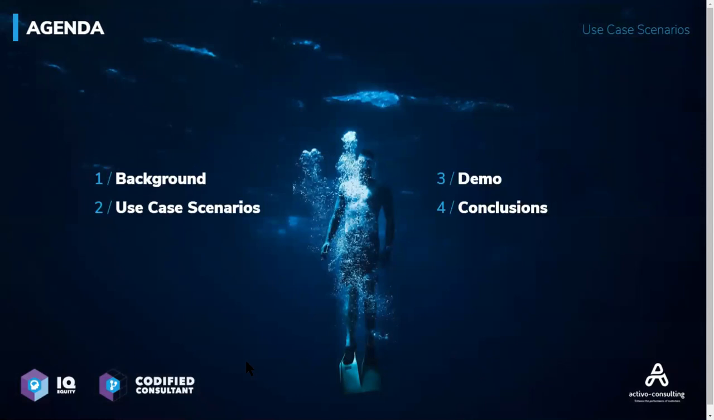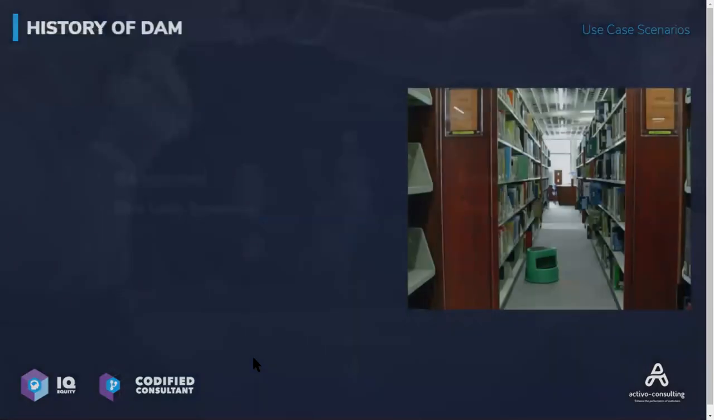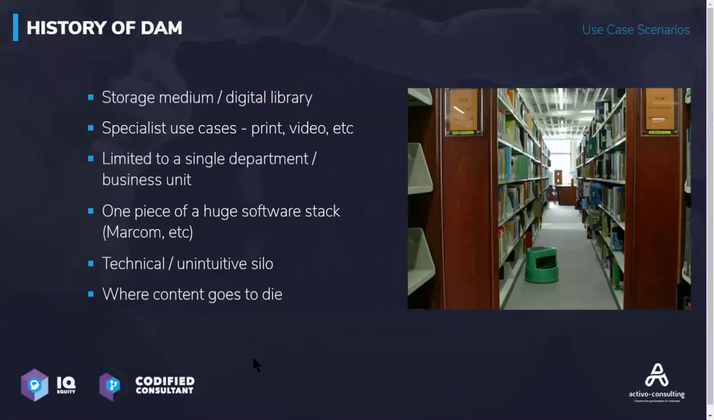So as Mark's mentioned, we're going to talk today about use case scenarios, and we're going to start with a bit of a history lesson in order to understand some of the issues around use case scenarios. We need to consider where DAM arose from. So put very simply, DAM is born out of the need for storage of digital files. And so in many cases, that's all that it's used for.